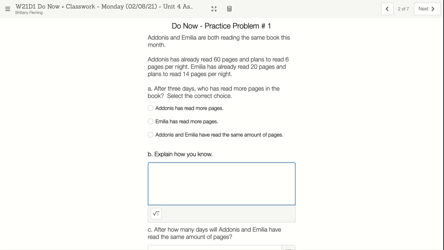For the do now practice problem number 1, we have a story problem. Adonis and Amelia are both reading the same book this month. Adonis has already read 60 pages and plans to read 6 pages per night. Amelia has already read 20 pages and plans to read 14 pages per night. After 3 days, who has read more pages in the book? Select the correct choice. Because I know for part B, I have to explain how I know.